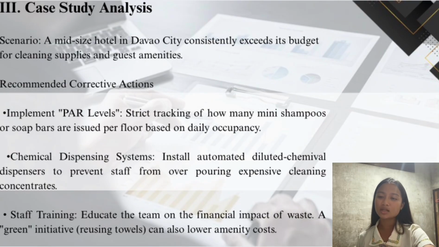So the second corrective action is the chemical dispensing system. The goal is to stop glugging the expensive stuff. When people clean, they often think more soap equals more clean. So they pour too much expensive cleaning liquid into their buckets.